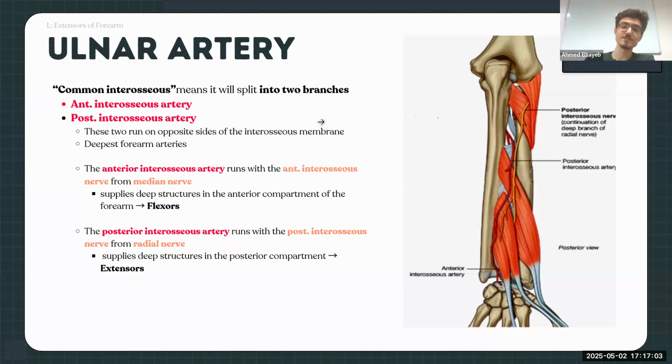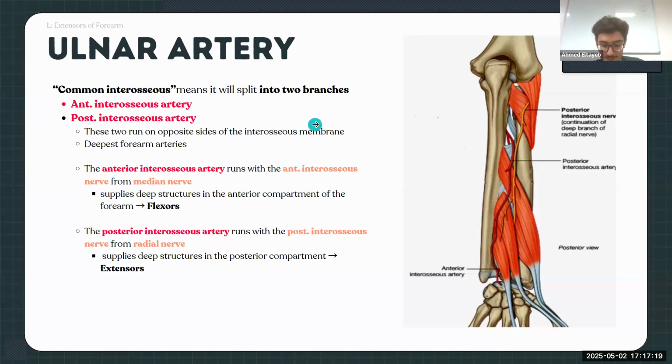So the anterior interosseous artery will supply what? The anterior compartment, which is the flexors, mainly the deeper ones. What about the extensors? They're supplied by the posterior interosseous artery, mainly again the deeper extensors.